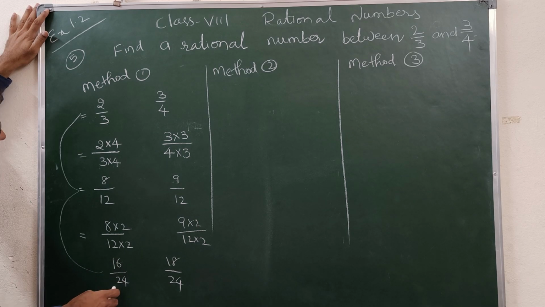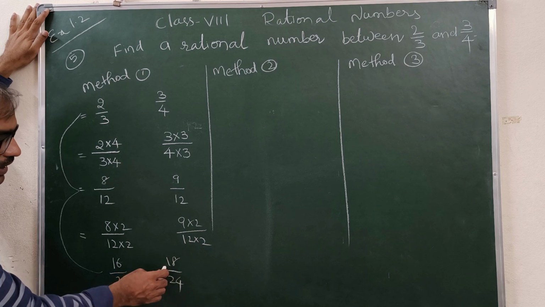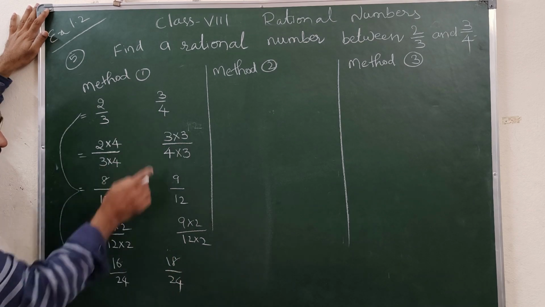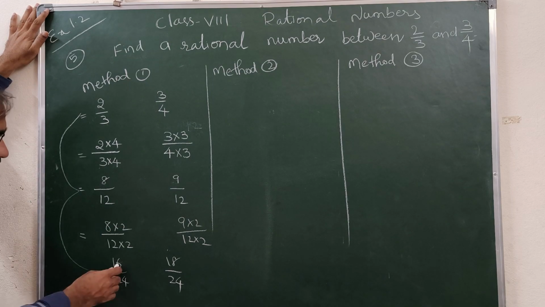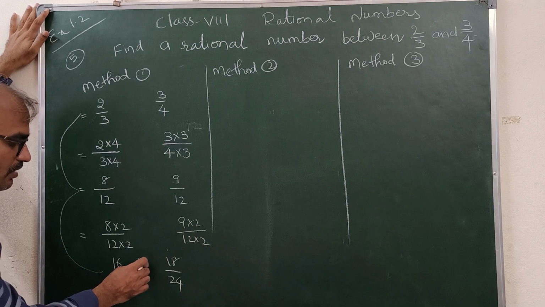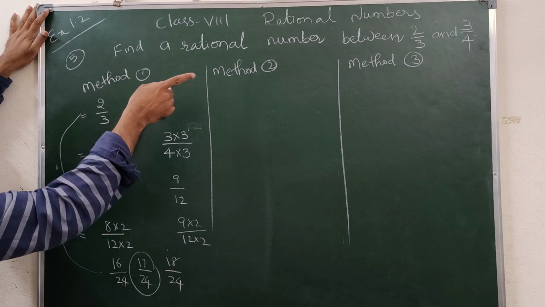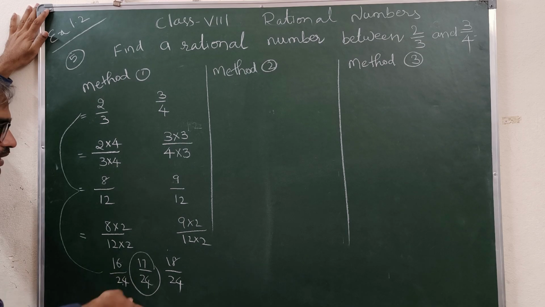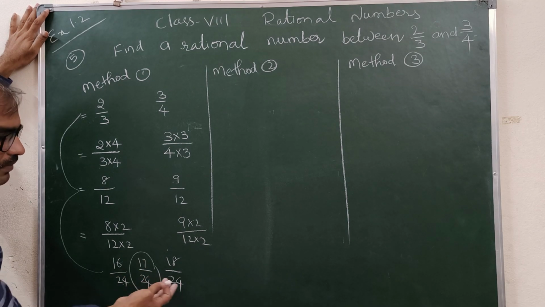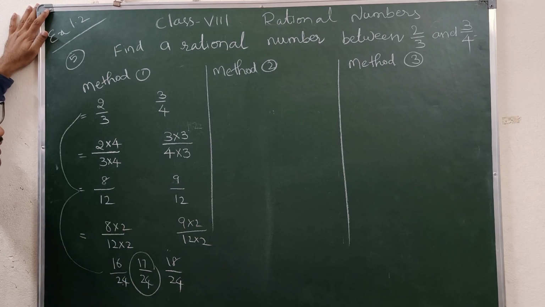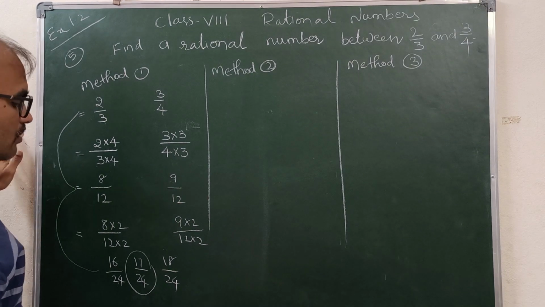8 to 16, 8 3s are 24. 9 to 18, 6 3s are 18, 6 4s are 24. Again 3 by 4. Right? So now 16 by 24, 18 by 24, means between them 17 by 24 will be there. So this is one of the rational numbers between 2 by 3 and 3 by 4. There are many again. If you write more and more, what you do? You go on increasing the value of the denominator by multiplying numerator and denominator by the same number, right? This is one of the methods.